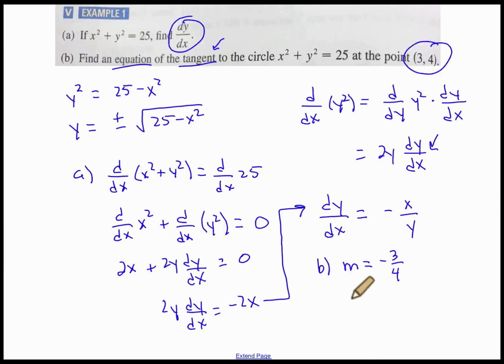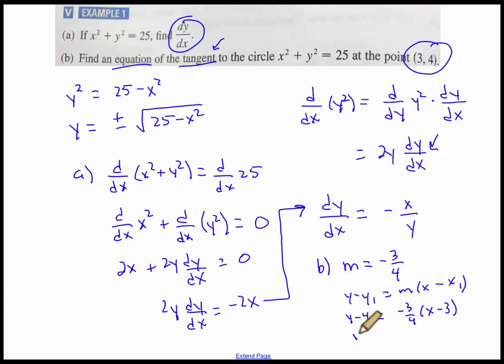And so now we'll do the equation of the line, y minus y1 equals m times x minus x1. So we have the slope, negative 3/4, and we need a point on the line. Well, that's here. It's on the circle, and it's the point of tangency, so it's on the tangent line. So I get y minus 4 equals negative 3/4 times x minus 3.